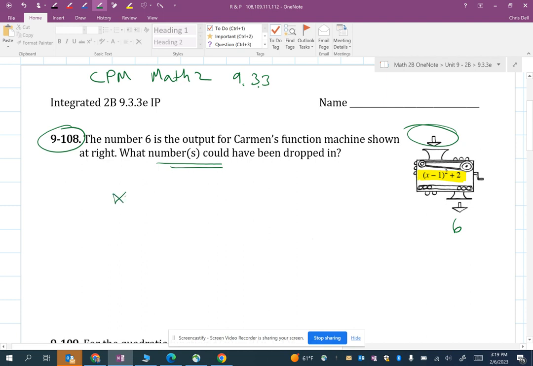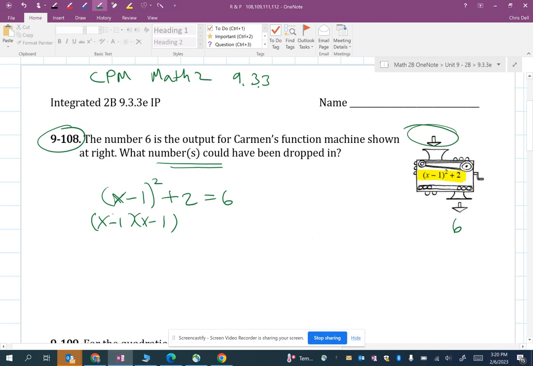So what we know is we're going to write an equation: x minus 1 squared plus 2 equals 6. I've got to figure out what x would make that 6, so I solve this equation for x. To do that, we're going to go through the process of getting my quadratic equal to 0, and using either the quadratic formula or the zero product property.